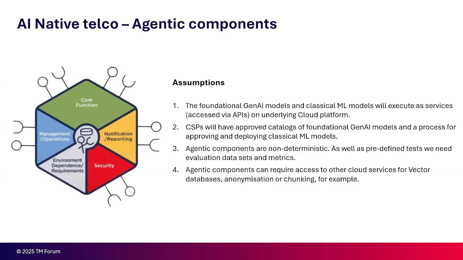First, we assumed that foundational Gen AI models and classical machine learning models execute as services accessed through APIs on the underlying cloud platform. We're not embedding language models in agents. Instead, agent software accesses language models through APIs, consistent with most agent frameworks today.